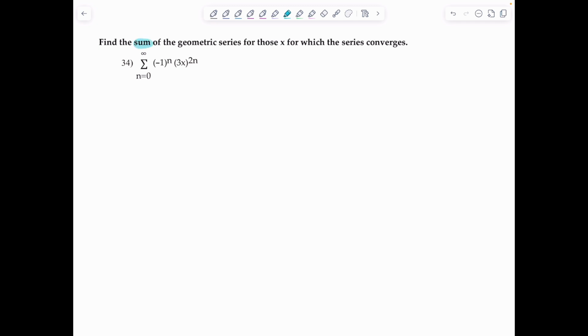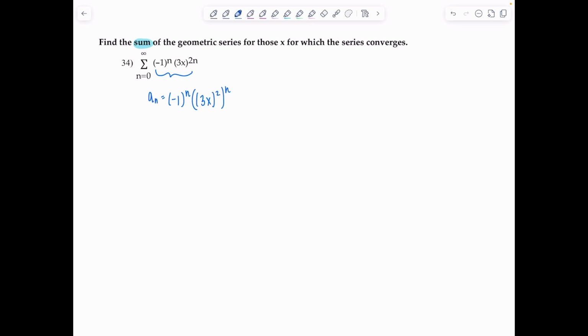All right, so let's see if we can identify what r is. It's a little bit hidden in this one. Ooh, look at that. Whatever's being raised to the n is r. Let me see if I can group it all together. This is negative 1 to the n, 3x raised to the 2n. We can rewrite that as 3x quantity squared raised to the n. Do you remember your laws of exponents? When you have a power raised to another power, you multiply the exponents.